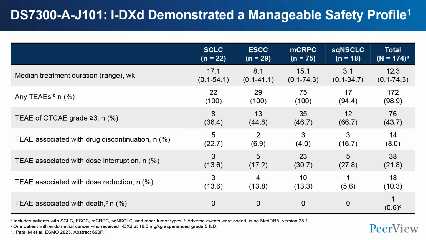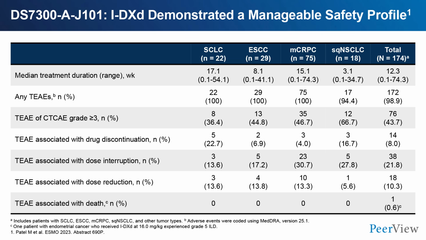Here is the J101 overall safety summary, and you can see that there was more than just small cell lung cancer enrolled. There were other tumor types. On the far right there, next to the total, is the squamous cell non-small cell lung cancer. And the median duration of treatment was longest on small cell lung cancer, which is quite a statement considering small cell is maybe the more difficult to treat and the more aggressive of these other tumor types.